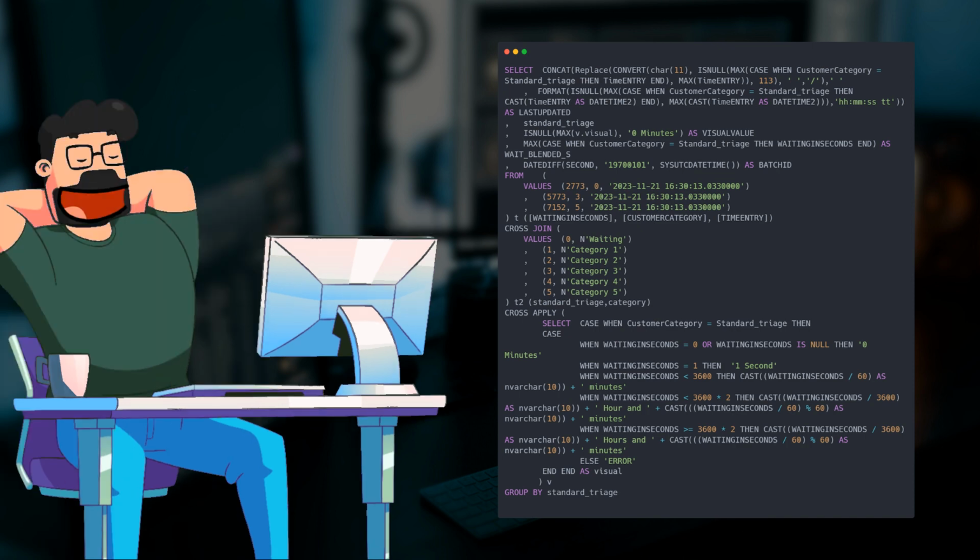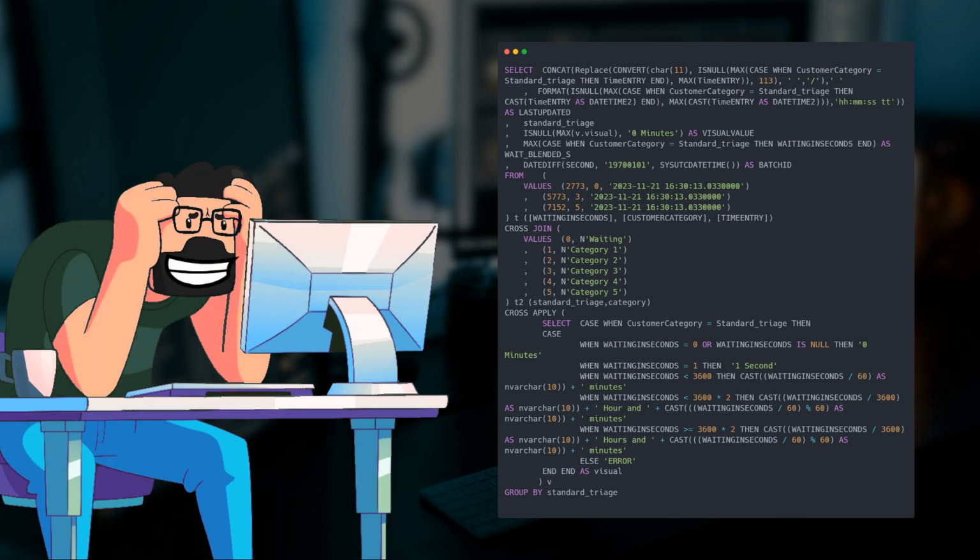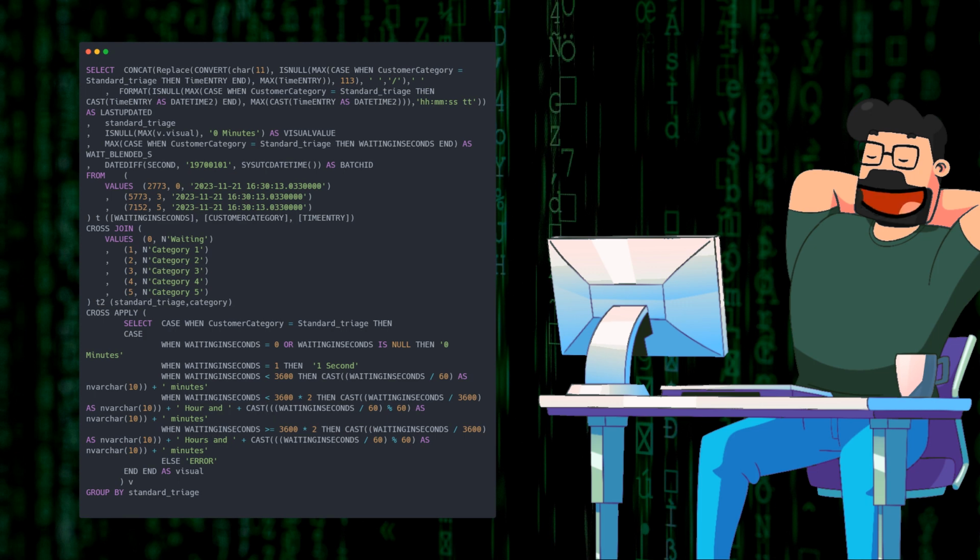One clever way to address this is by using a SQL query that involves cross-joining all triages against our base table, and then aggregating the results. This query ensures that we get the appropriate values for each category and handles the cases where no customers are waiting in a category. The key here is to utilize functions like max and isNull in your query to ensure that only matching values are considered for computation.